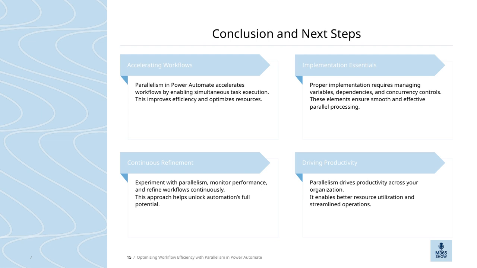Remember, the main goal here is acceleration. Parallelism allows workflows to execute multiple tasks at once, which greatly improves efficiency and helps you make the most of your resources. By embracing these principles, you can truly transform your automation processes and drive better results across your organization.